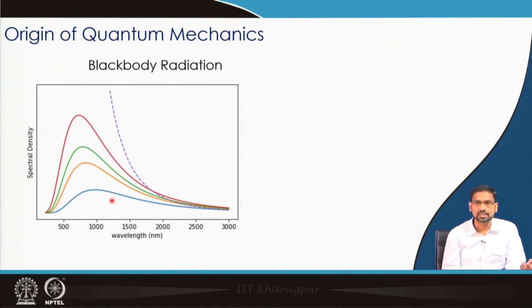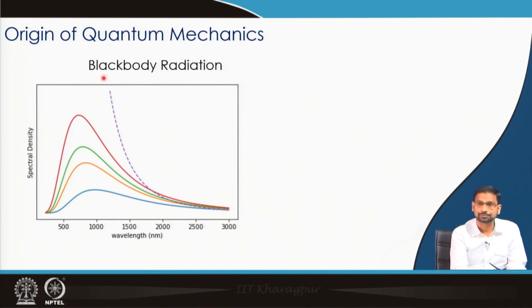The existing knowledge at that time from classical physics showed the expected behavior. That expected behavior is shown in this dashed line. This dashed line is obtained from Rayleigh-Jeans law, which said that the spectral density should be inversely proportional to the fourth power of the wavelength. So now you see, when you plot the Rayleigh-Jeans curve at different wavelengths, it simply goes up and up.